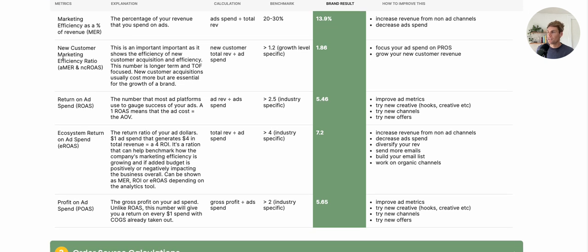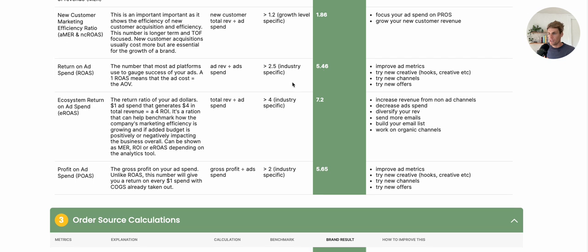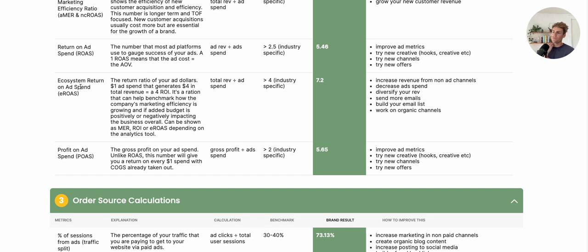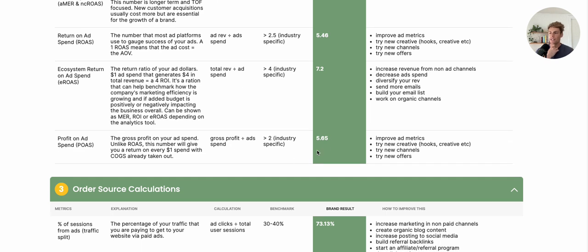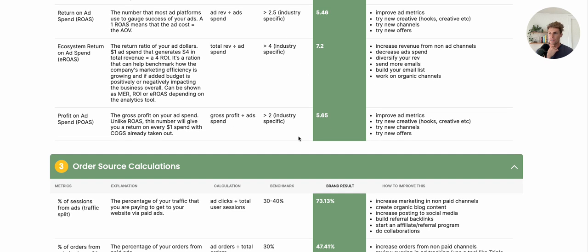Okay, new customer marketing efficiency ratio. So you can see how effectively we're acquiring new customers. And then return on ad spend. This is kind of like an overall analysis of your profitability. And then same with profit on ad spend. So just keep a look at the benchmarks there.